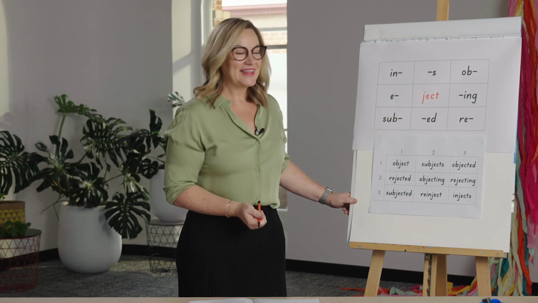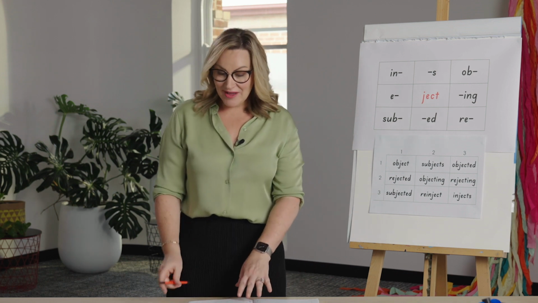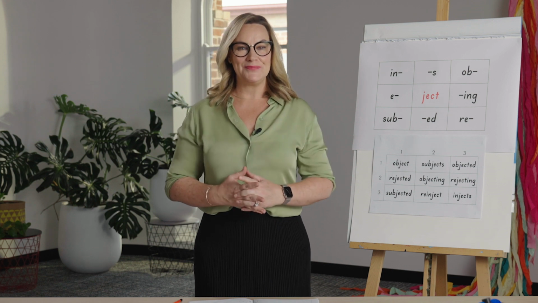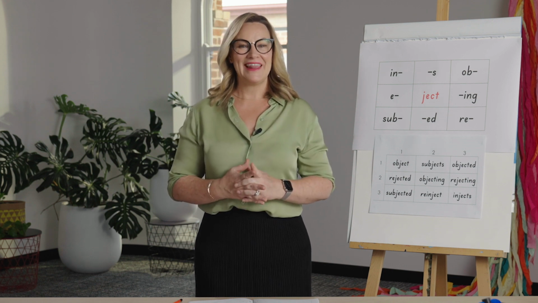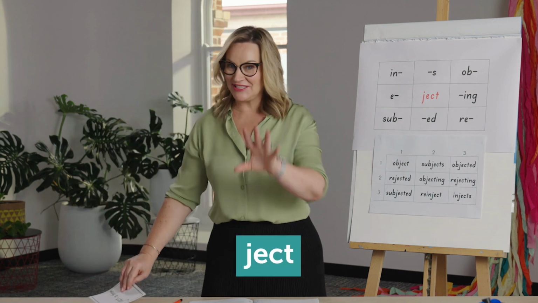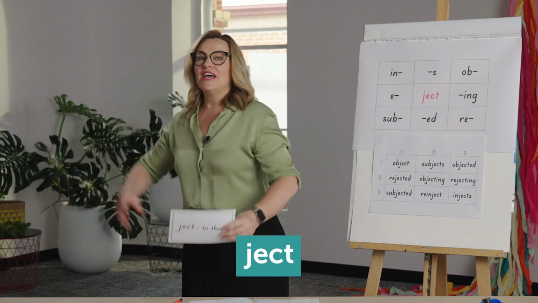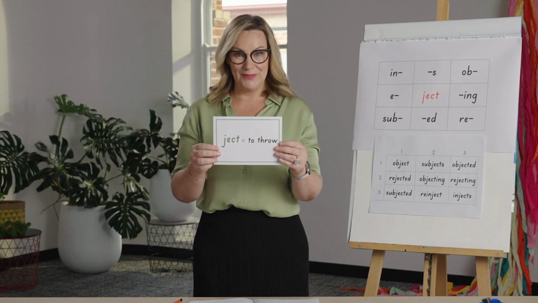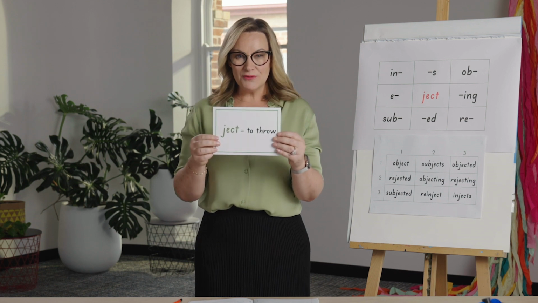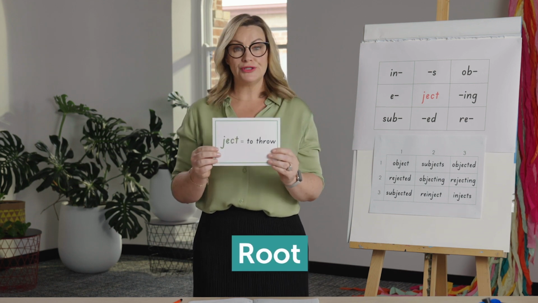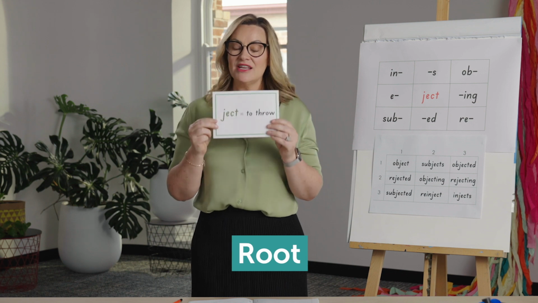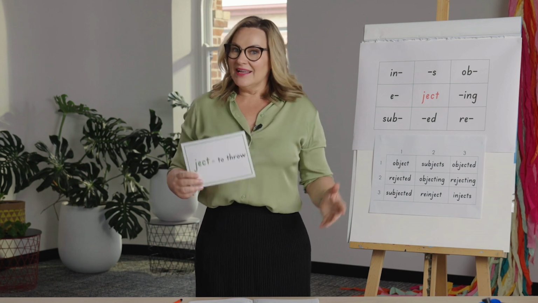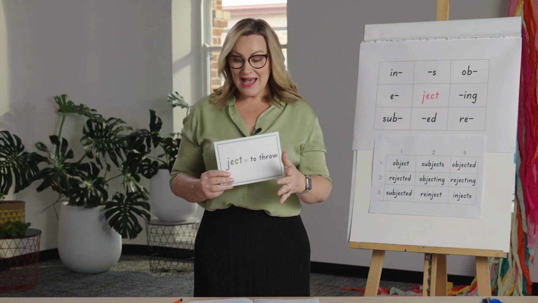Well done. Excellent. It is time now to review our learning for today. So what was our morpheme that we learned? That's right, it's ject. What does it mean? Get your actions going. Are you ready? Ject means to throw. So ject, to throw. What kind of word part is it? It's a root. It needs other parts around it to make it into a full word in English. Well done. Last thing to do is our independent task.